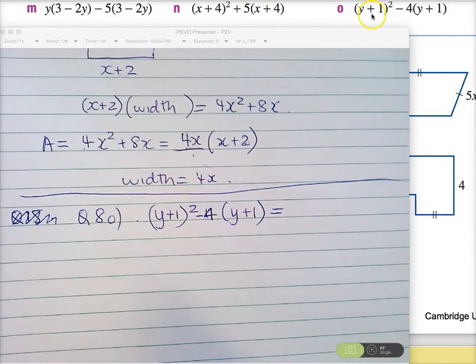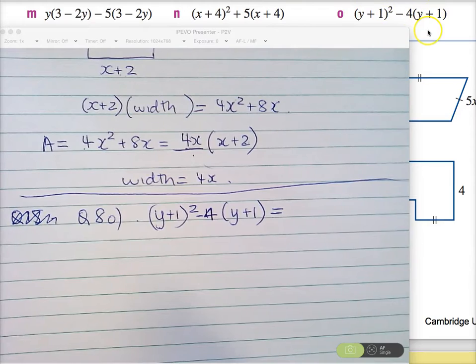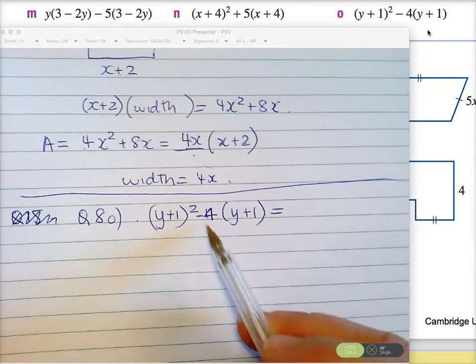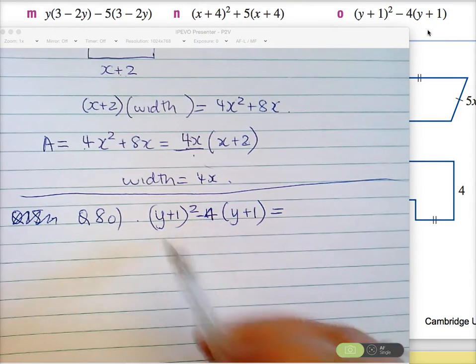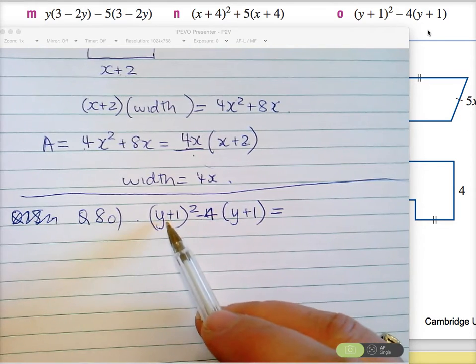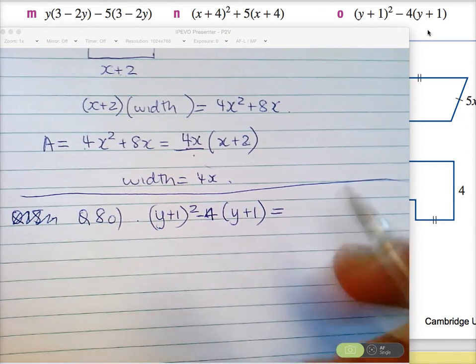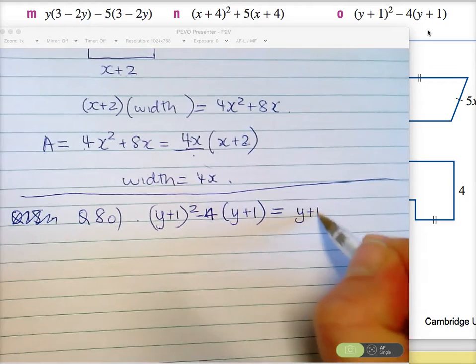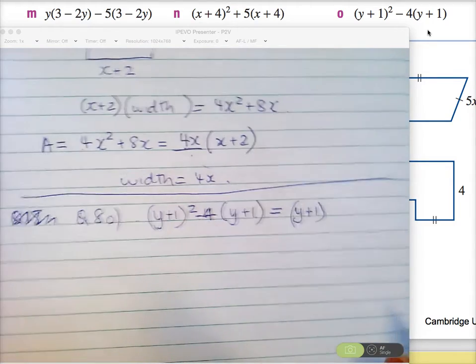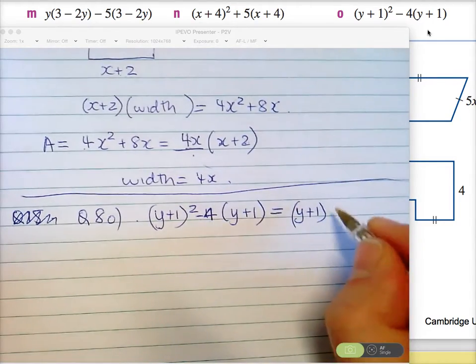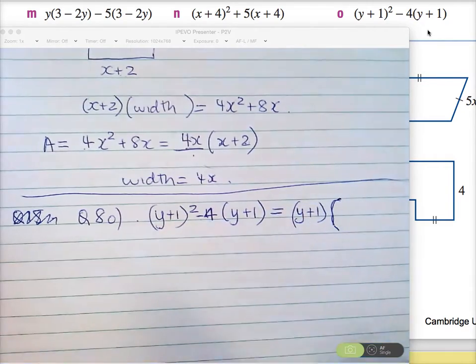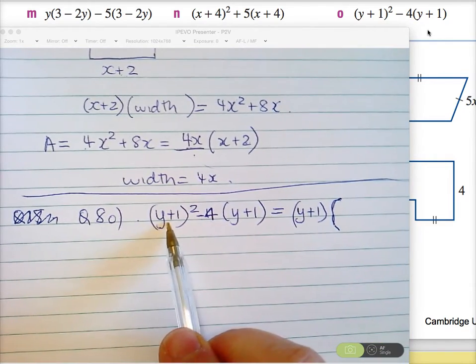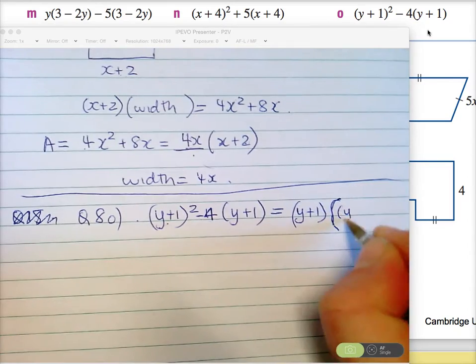Question 8, factorising that expression there. So y plus 1 squared minus 4 bracket y plus 1. y plus 1 squared means y plus 1 times y plus 1. So there is at least one y plus 1 that is in common. Do you get that? So if I take that out, what's left here? Isn't there another y plus 1? Now I can put it in brackets.